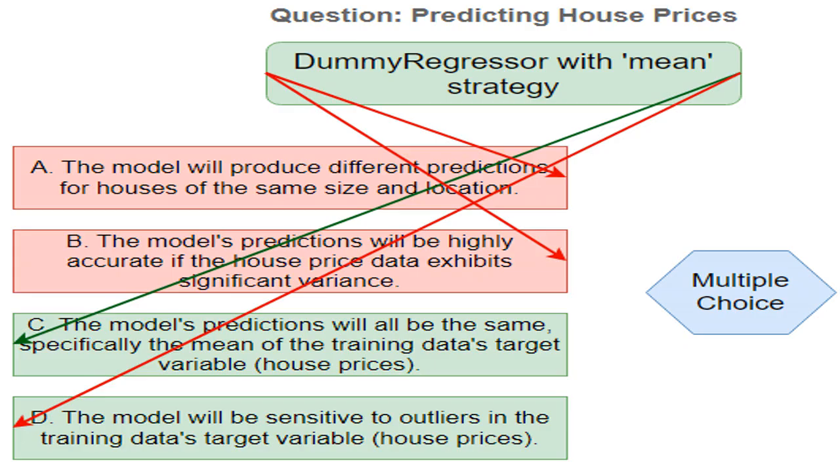This is the key. DummyRegressor is a simple model from the Sklearn library. The mean strategy means the model will predict the average, mean, of the house prices in the training data, regardless of any other information about the houses. Think of it as a really basic, always predicting the average model. It's useful as a benchmark. Other models should perform better than this one.